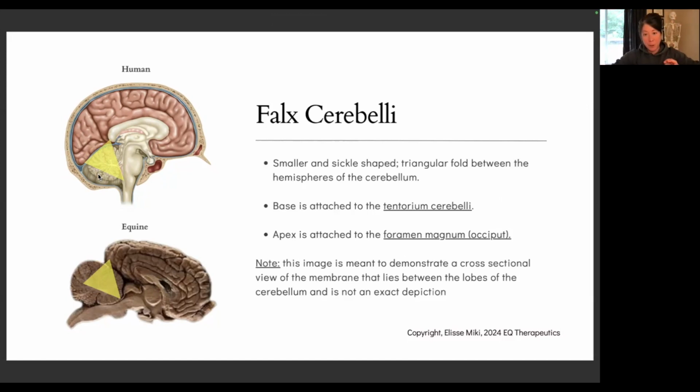Now the base of the falx cerebelli is attached to the tentorium, as we said, it's inserting with that tentorium, and the apex is attached to the foramen magnum, which is the hole where the spinal cord exits, and that's on the occiput. I made a note again, this image is meant to demonstrate a cross-sectional view of the membrane that lies between the lobes of the cerebellum. It is not an exact depiction. It's my best shot at giving you a visual of, if we're looking cross-sectionally, the direction of our falx cerebelli.